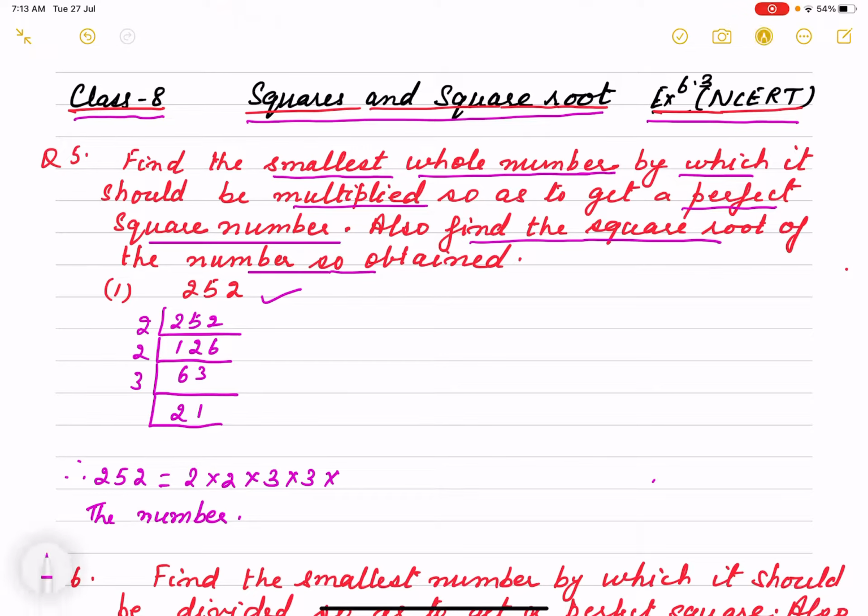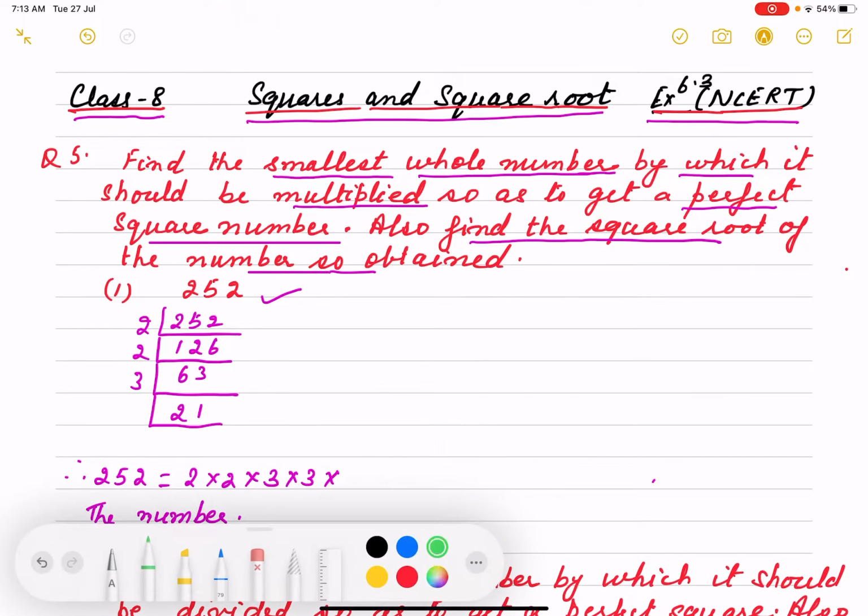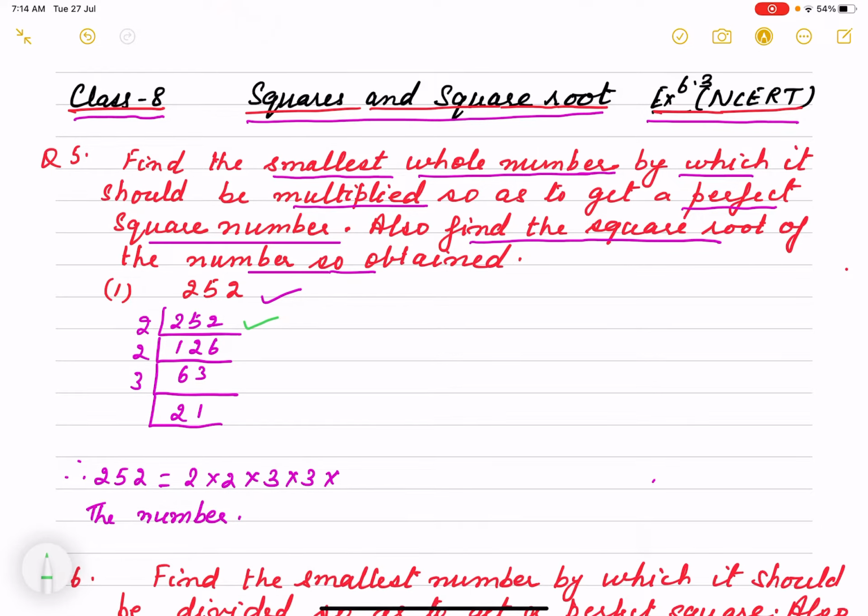I change the color of the pen so that it will be visible to you. For 252, you already know the prime factorization method. I start with 2, using the divisibility rule. 2 1s are 2, 2 2s are 4, and 1 is carried over. 2 6s are 12. Again the number is divisible by 2: 2 6s are 12 and 2 3s are 6. Now we check, it is not divisible by 2.